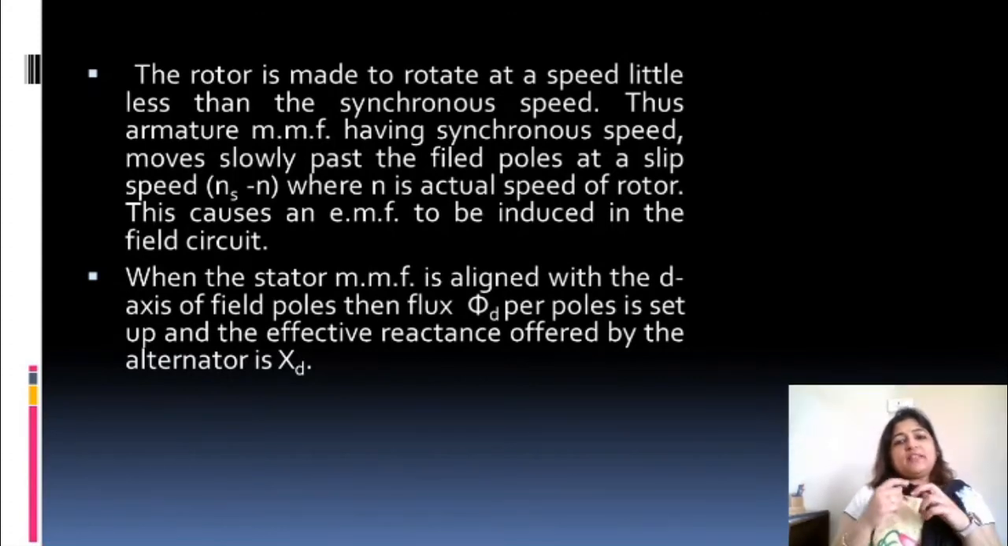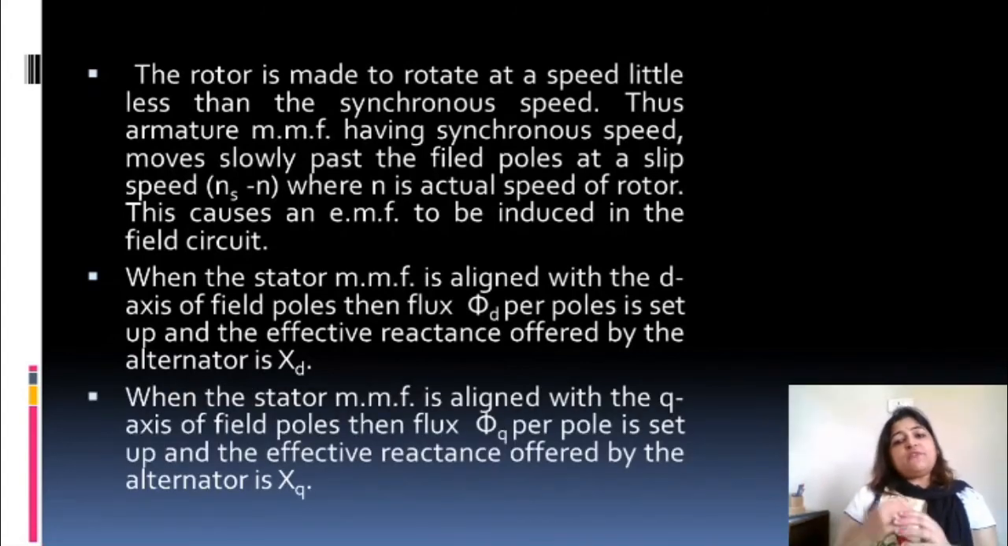So what will happen when there is rotation? The stator MMF will align itself to the D axis as well as the Q axis. When it aligns itself to the D axis, the flux phi D per pole will be set up, and the effective reactance acting on phi D will be Xd, that is the direct axis synchronous reactance. And when the stator MMF aligns itself along the Q axis, the quadrature flux phi Q will be set up, and the effective reactance offered by the alternator will be Xq, that is the quadrature axis synchronous reactance.